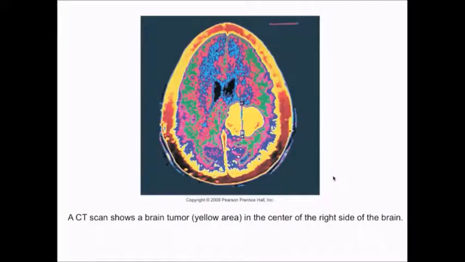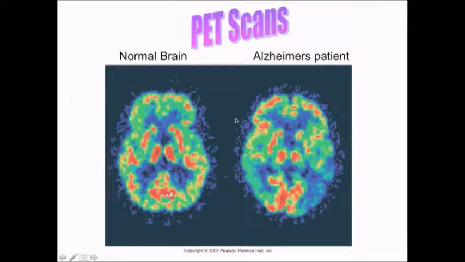Here's a CT scan showing a brain tumor right here. Here's a PET scan, which stands for positron emission tomography, of a normal brain versus an Alzheimer's patient's brain. Now, the blue indicates areas where nothing much is happening. You notice it's a lot more in the Alzheimer's patient than in the normal brain.